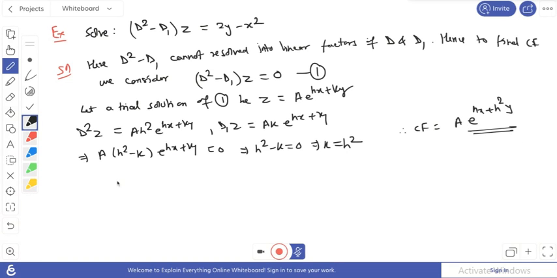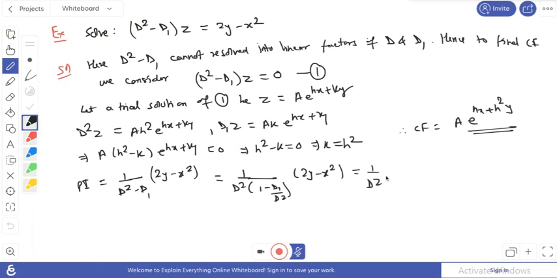Okay, so what is your general particular solution? So particular solution is equals to 1 over d square minus d1, okay, of this function. This function is 2y minus x square. So for that, you know that the highest power is d square, so you take d square common, and this is 1 minus d1 over d square of this function 2y minus x square. So this is the binomial expansion of this function, and the expansion of binomial expansion is equals to 1 over d square, and here 1 plus d1 over d square.